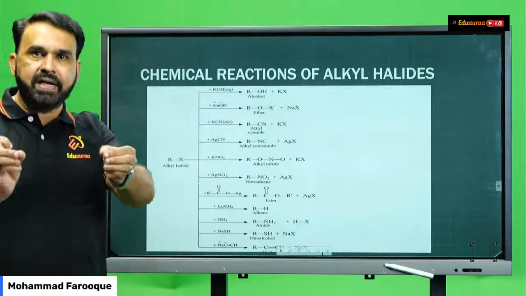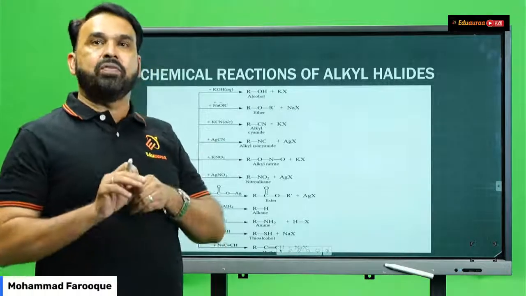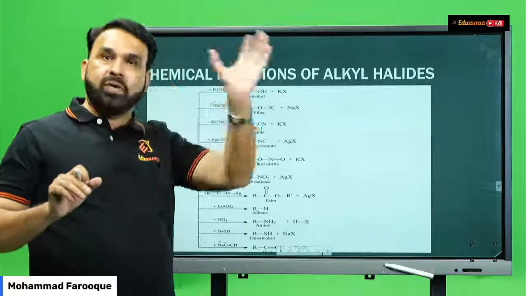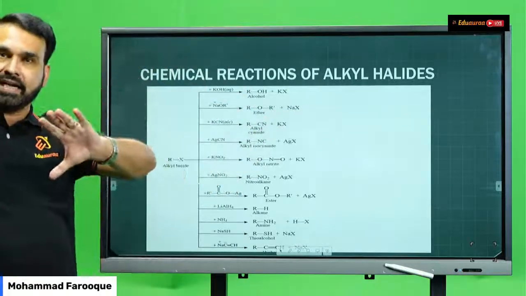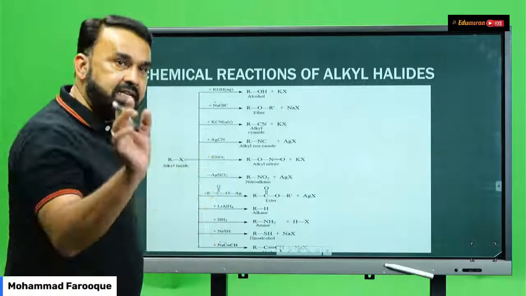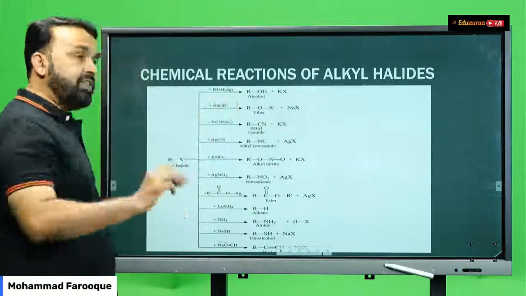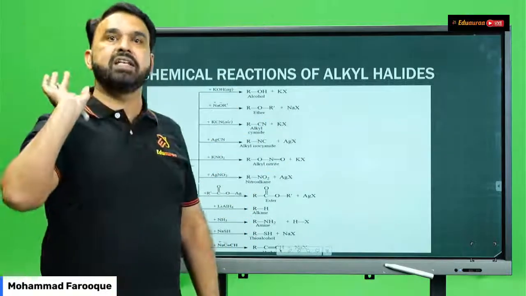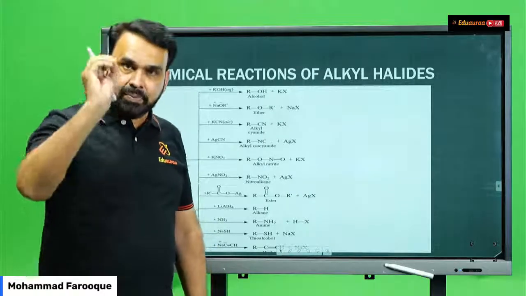What do you mean by an ambident nucleophile? A nucleophile which can get attached from both the sides. Either it can get bonded from the carbon end or the nitrogen end. So when it's treated with KCN, you get cyanide. With AgCN, you get isocyanide as the product. Remember this, keep this in your mind.